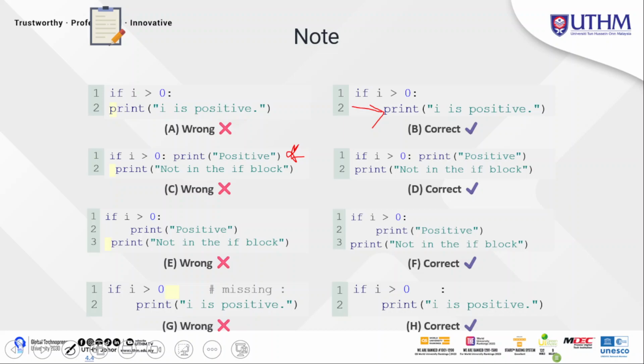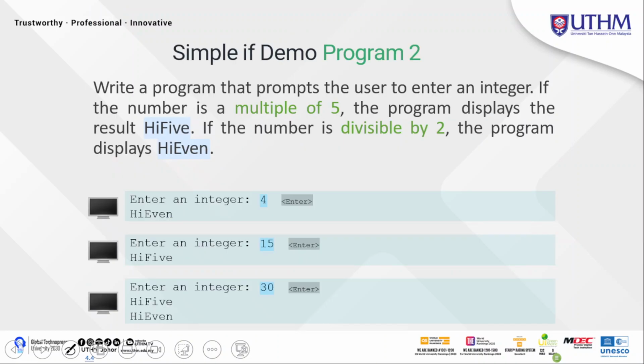So this space shouldn't be there, and then this one, there is a space there. Okay, yellow color. So this one also shouldn't be there. It's missing the colon symbol. Okay, let's go with program 2.